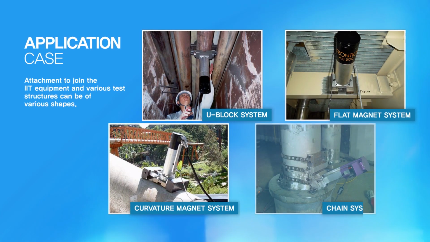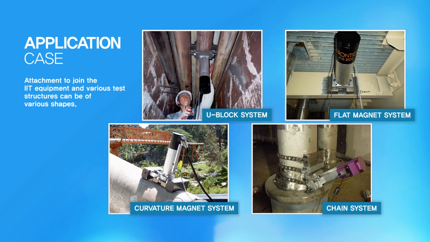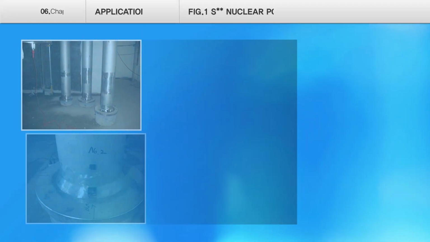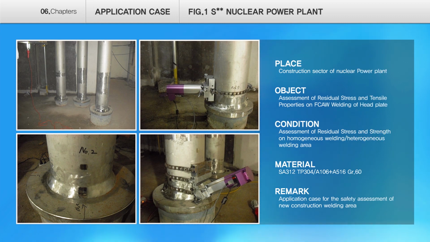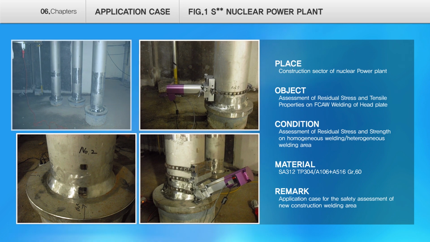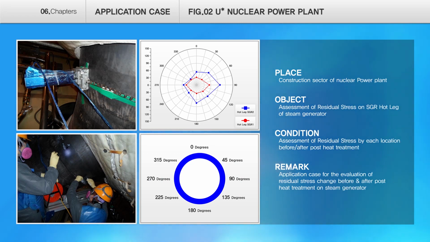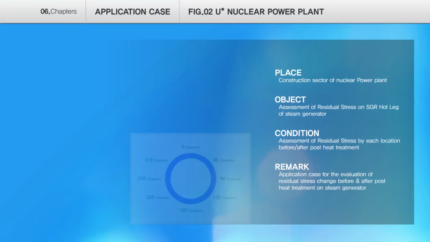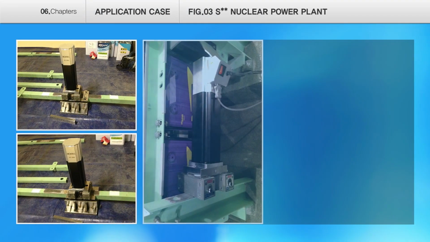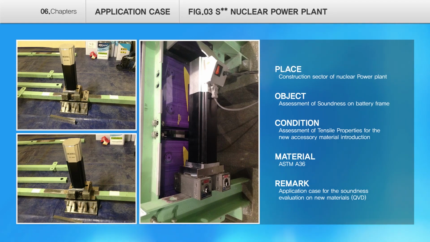You can test many different shapes of object with proper application of different attachments. The first testing case is for the safety assessment on welding area. The second testing is for verification of post-heat treatment on SG water piping. The third is the application case for the inspection of incoming accessory material of structure.